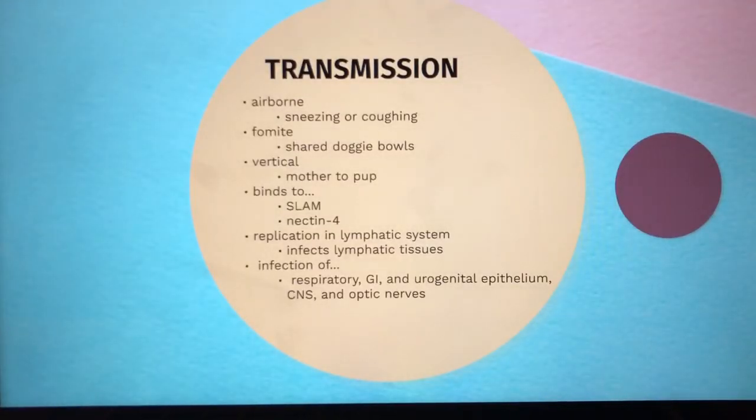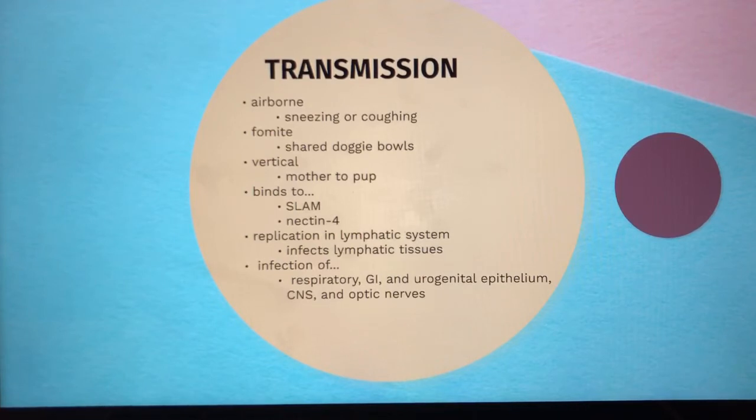So now into the transmission. There's 3 ways that it can happen, though airborne is the most common. The others are fairly rare. So this being sneezing or coughing from an infected individual to an uninfected individual. And then 2 other ways it could happen is by fomite. So if you have 2 pups in the house and they're sharing doggy bowls, they're probably both gonna get it. And then it can also transmit vertically from the mother to her pup through the placenta.